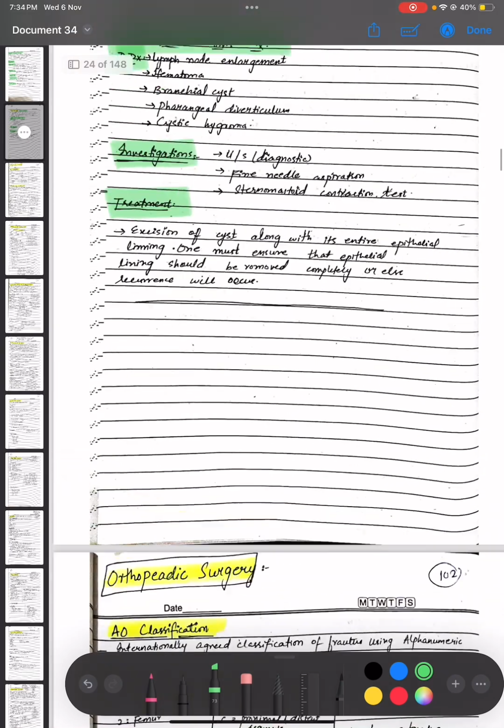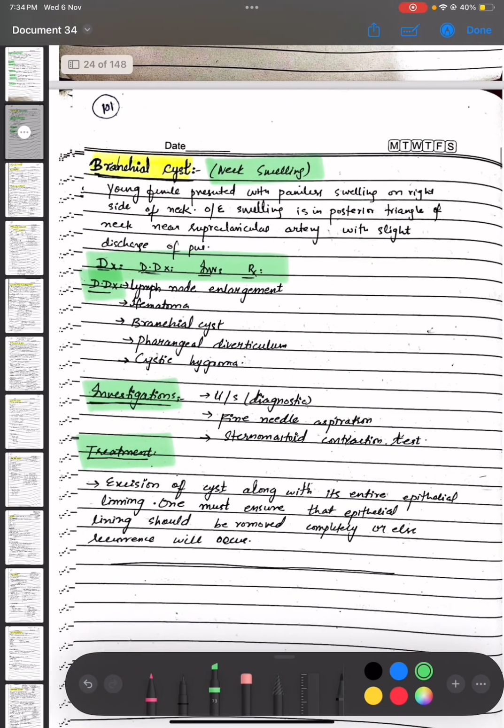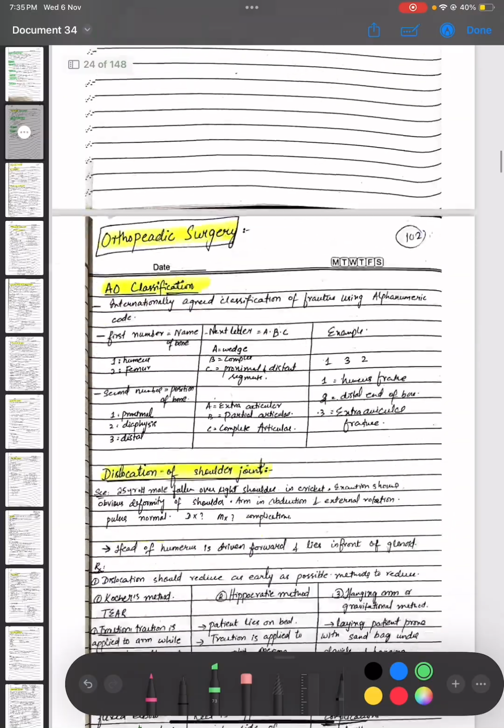So this was the branchial cyst. What did we discuss about branchial cyst? We discussed the scenario, then the diagnosis, the differential diagnosis, then the specific investigations that are done for branchial cyst, and then the different treatment options. In our next video, we will be discussing orthopedic surgery.